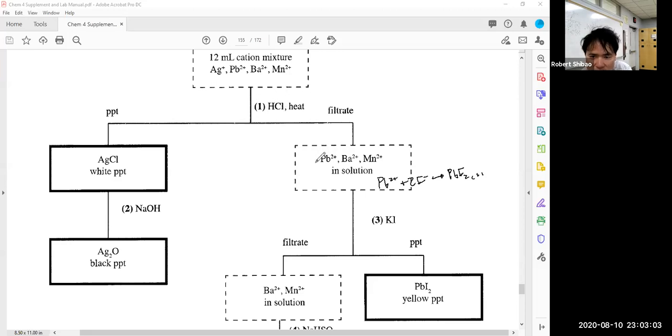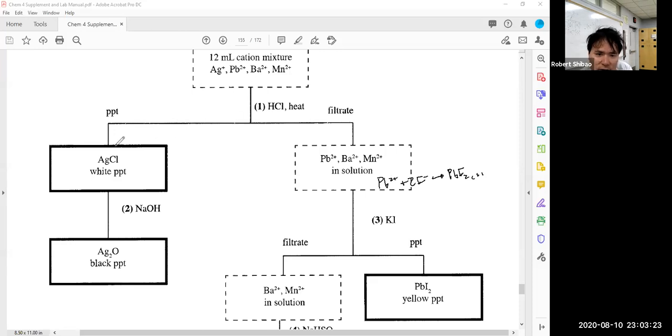This is called an interfering ion. Silver will interfere with lead. As long as we separate it all out over here, we don't have to worry about interfering silver ions, because the only thing that should precipitate here is the lead. The barium and manganese won't.